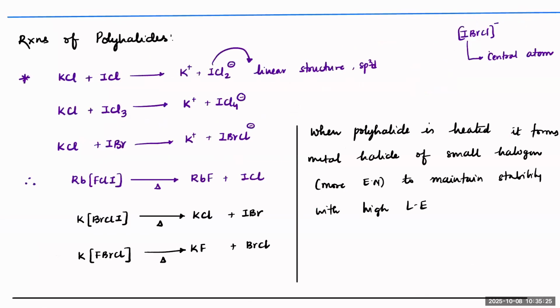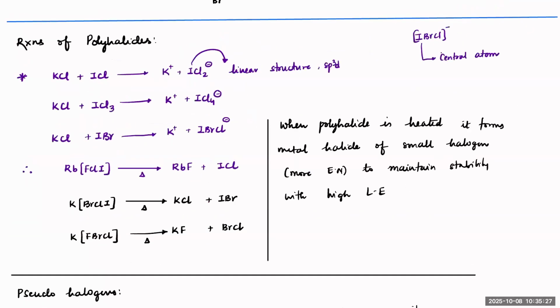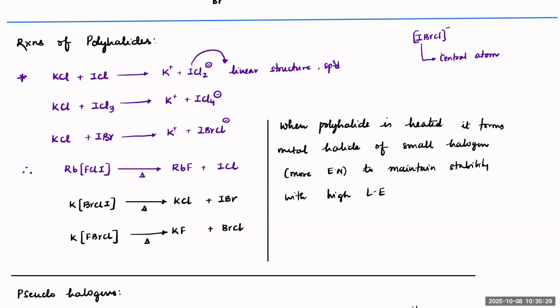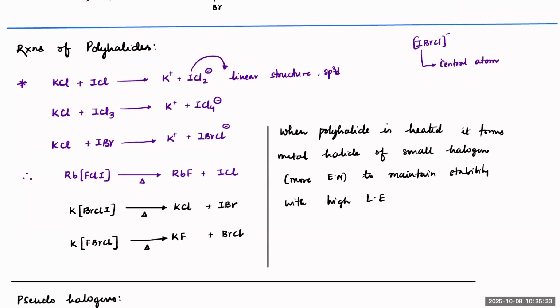Now, what are the reactions of polyhalides? Polyhalides can be of this kind where you have two interhalogens. This is also a polyhalide kind of form. So ICl plus Cl minus will give you ICl2 minus. KCl plus ICl3 will become ICl4 minus. IBr plus Cl minus will become IBrCl minus.